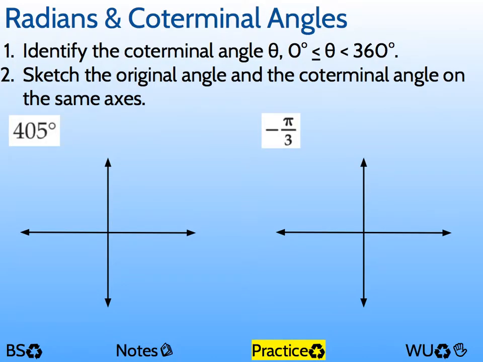These problems are asking you to identify the coterminal angle, and then sketch the original and the coterminal angle on the same axes. I'll give you a minute to do these problems, pause the video, and we'll go over the answers in 3, 2, 1. Below you see a sketched 405 degrees. You see it goes around the circle one time and then a little bit more. Let's figure out how much more by subtracting 360 from this. 405 degrees is coterminal with 45 degrees.